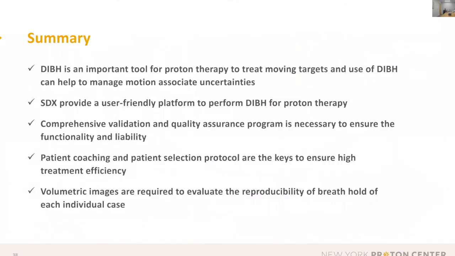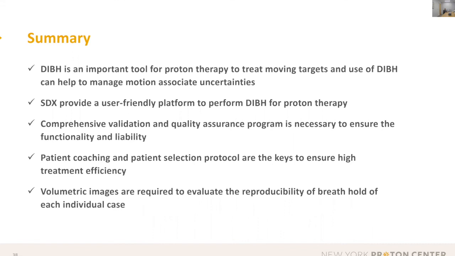In summary, DIBH is an important tool for proton therapy to treat moving targets, and using DIBH can help to manage the motion-associated uncertainties. And SDX provides a user-friendly platform, especially the goggle and also voluntary breath hold. A lot of patients are really comfortable with the system. As physicists, we need to do comprehensive validations and also implement a reasonable quality assurance program to monitor the system and ensure the functionality and reliability.